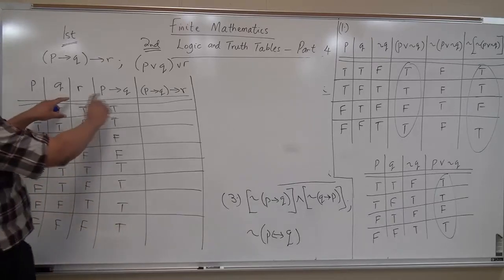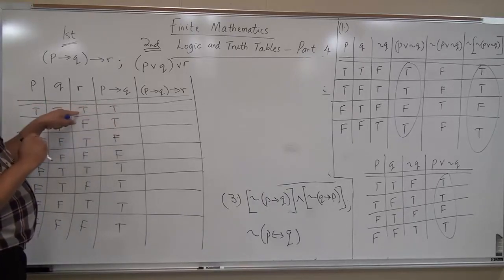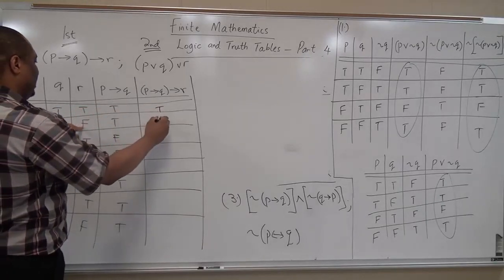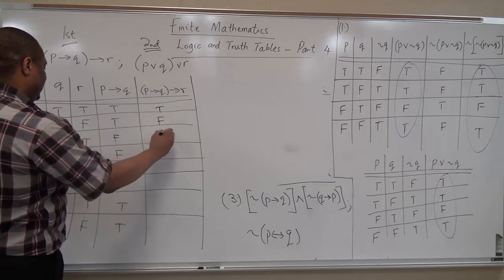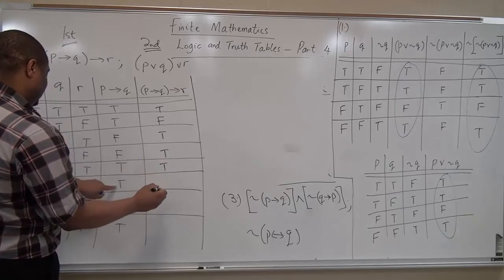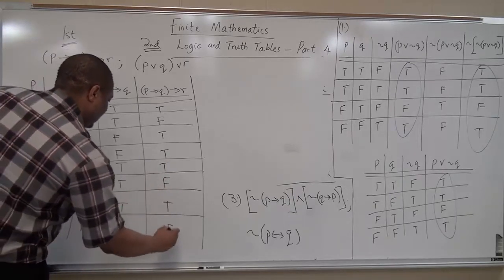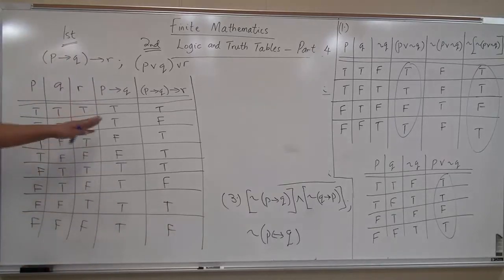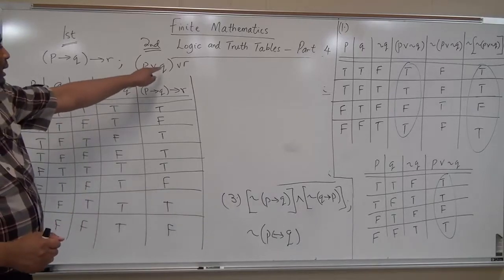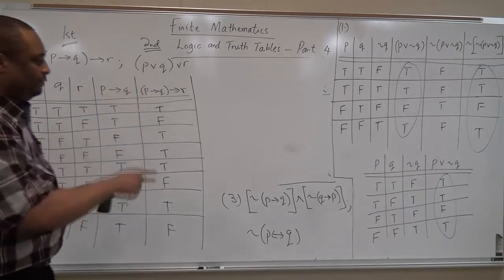Now, we are looking at this and this, right? So TT here is T, TF here is F, FT is T, FF is T, TT is T, TF is F, TT is T, TF is F. So this is what you got. Now, let's go ahead and do the second compound statement.